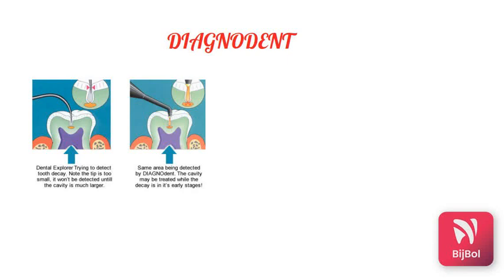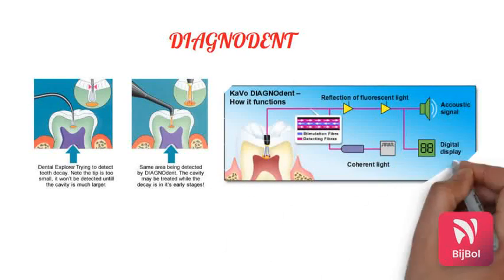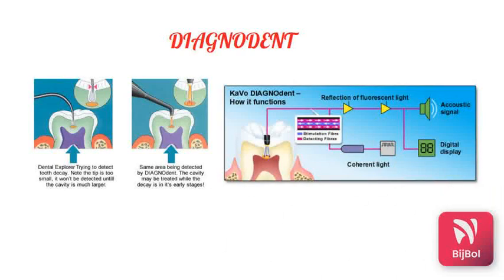Now we'll see how the DIAGNOdent functions. The DIAGNOdent uses red laser light of 665 nanometer wavelength through a fiber optic probe to examine the tooth surface, passing through an acoustic signal which is represented as a digital display.